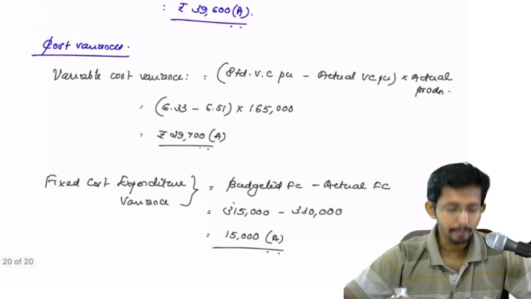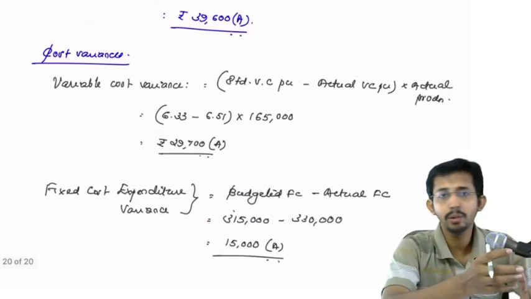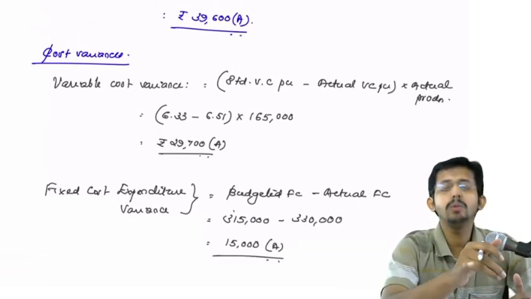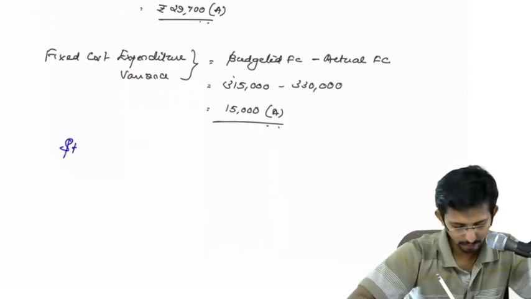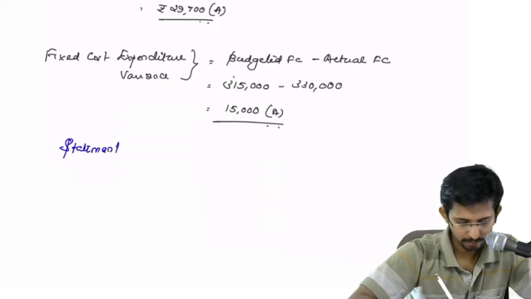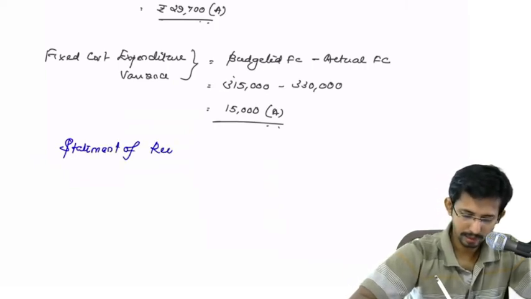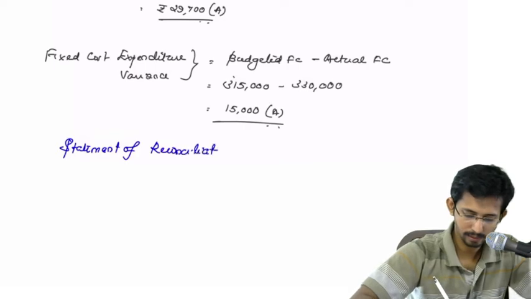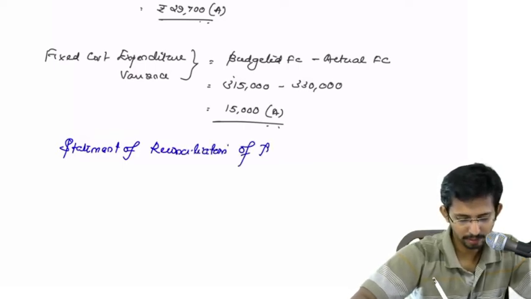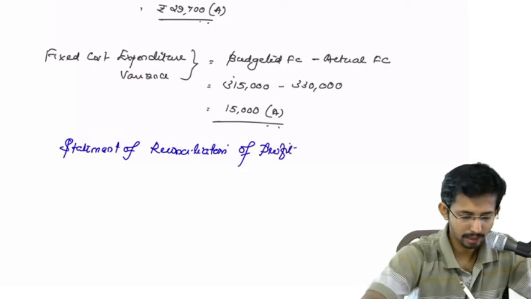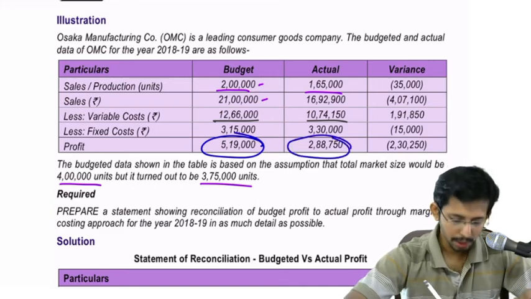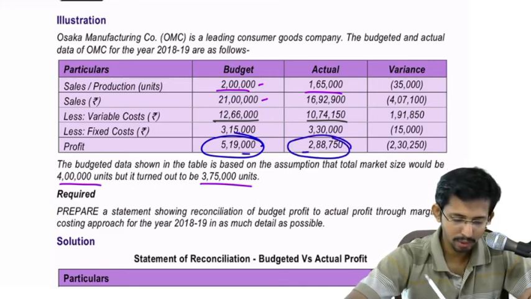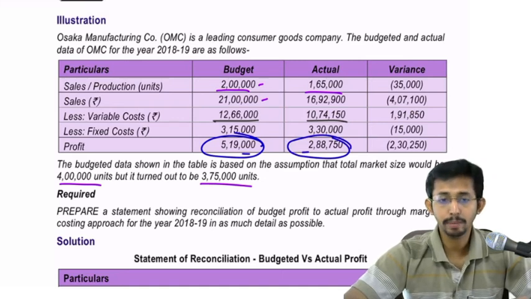So we have computed all cost variances as well as revenue variances or contribution variances. Now you can do the reconciliation of profit. So you can write statement of reconciliation of profit. What information do you have? You know the budgeted profit and you know the actual profit. You should start from the budgeted profit and reach the actual profit. That is what you are expected to do. So start with budgeted profit.